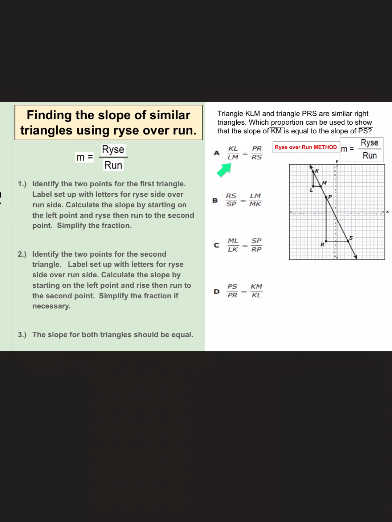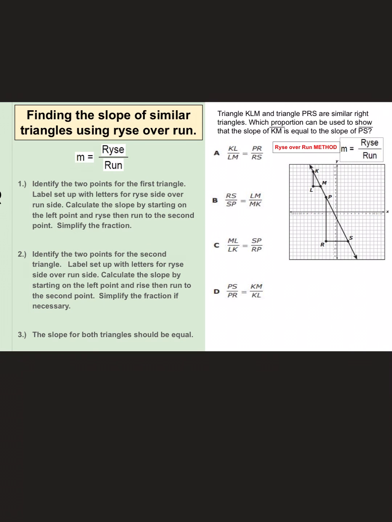So over here on this example, we have triangle KLM and triangle PRS. They're similar. Which proportion can be used to show that the slope of KM is equal to the slope of PS? So you're going to actually set this up yourself before looking at the answer choices. Follow the steps that I have there on the side.